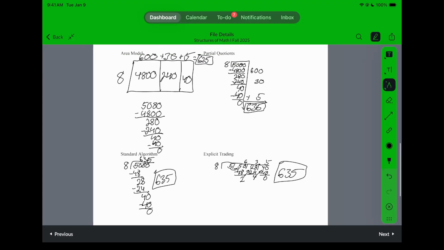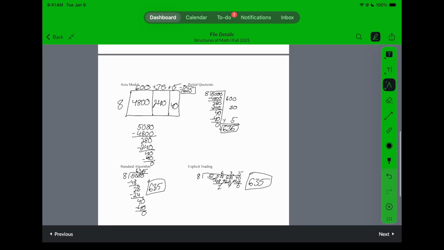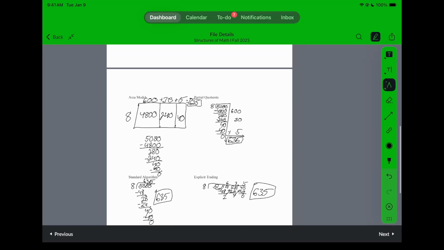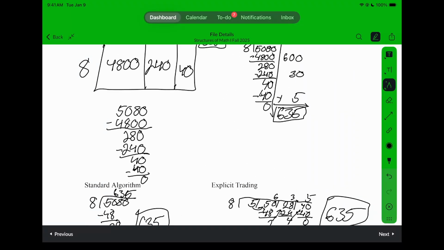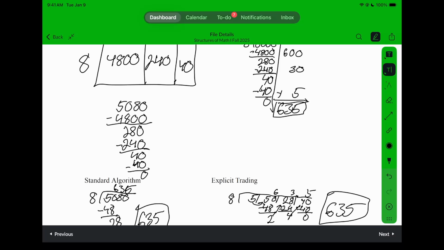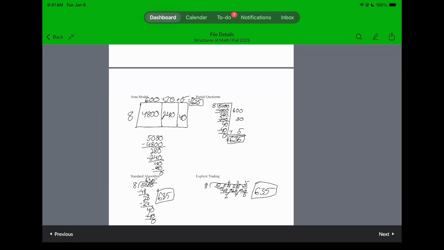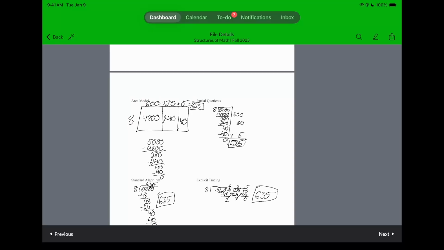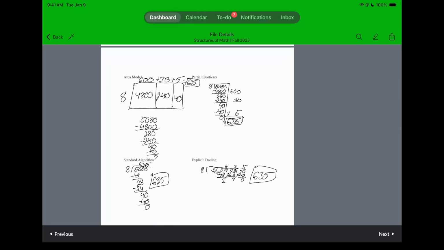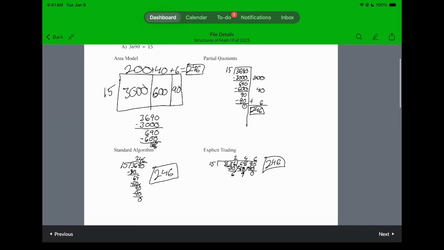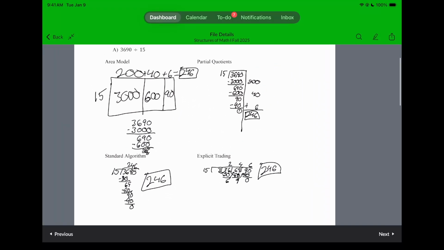And here is all the stuff for. Hold on. I'm trying to pinch the screen so much that it gets the problem in as well. There, never mind. But the problem was 5,080 divided by 8. And these are all the processes for it. And then these are all the processes for 3,690.